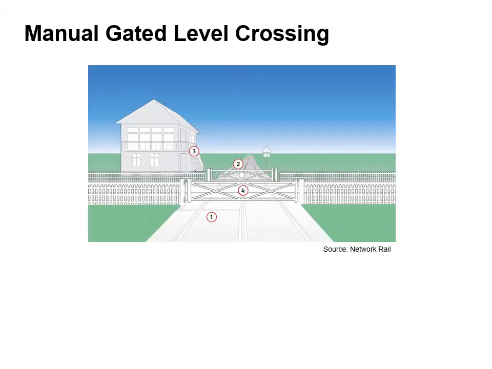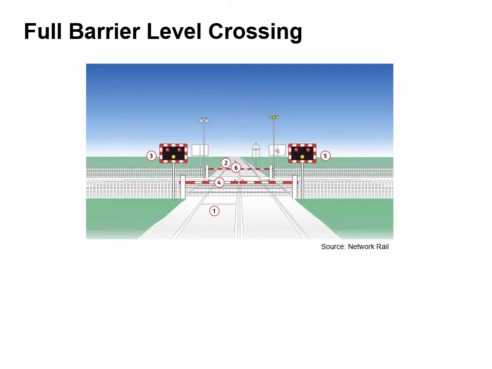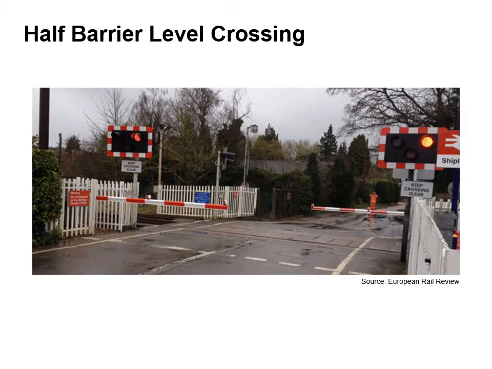So you can see a manually controlled barrier with gates. And here we can see the gates being closed. Here's a full barrier level crossing, where we can see the barriers come down across both lanes of the road. So this is a half barrier level crossing. And here's a real life example of a half barrier level crossing system.